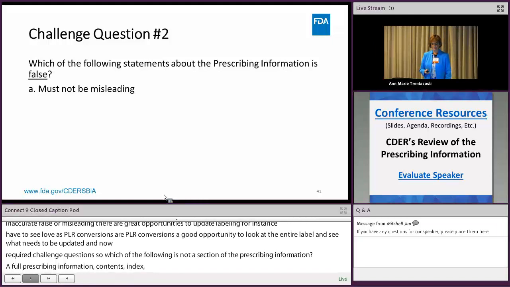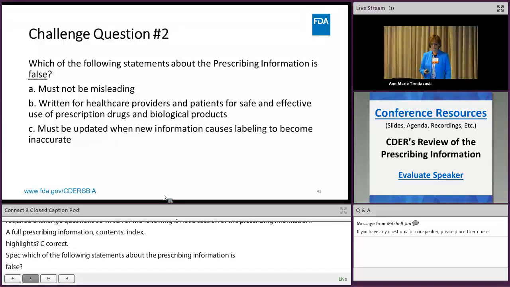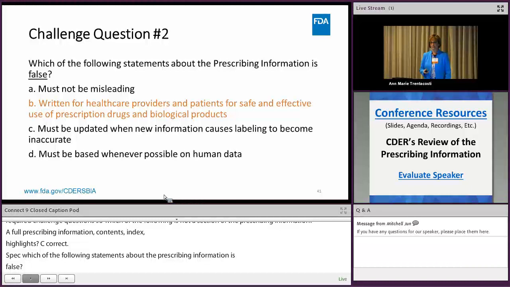Okay, which of the following statements about the prescribing information is false? A, must not be misleading. B, written for healthcare providers and patients for safe and effective use of prescription drug and biological products. C, must be updated when new information causes labeling to become inaccurate. Or D, must be based whenever possible on human data. Correct, B, because the prescribing information is not written for patients, only healthcare providers.